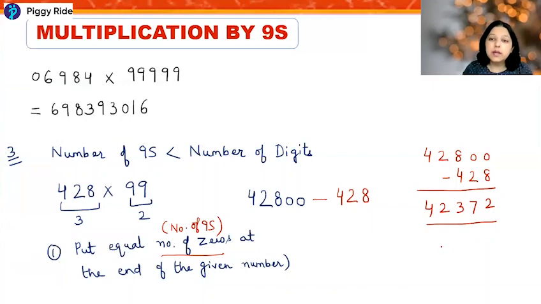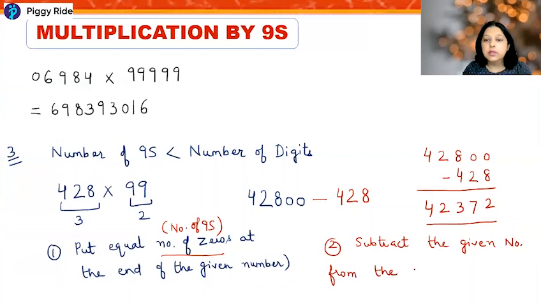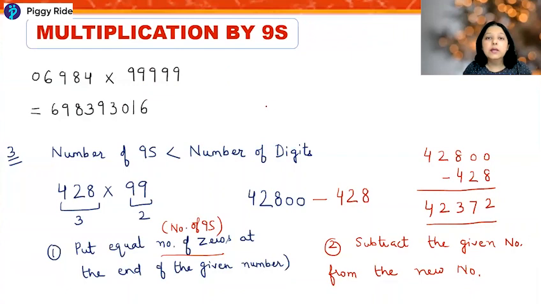So step number 1, put an equal number of zeros at the end of the given number. Step number 2, subtract the given number from the new number. Okay, let's make it more clear with the help of another example. Now, suppose you have another example like this.